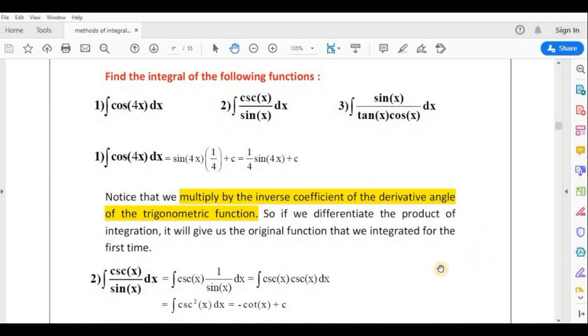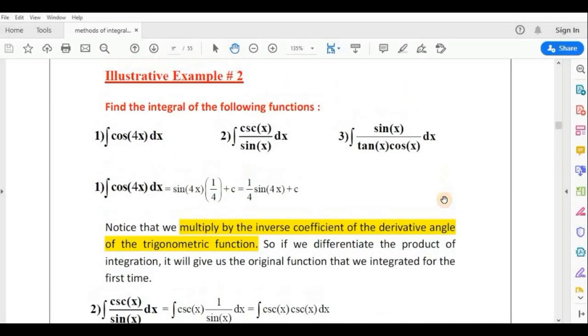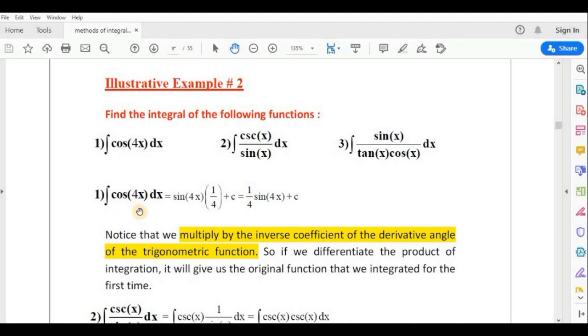Here we have another important note. We multiply by the inverse coefficient of the derivative of the angle of the trigonometric function. Let's see. The integral of cosine of 4x will be sine of 4x, and we will multiply by the inverse coefficient of the derivative of the angle. What is the derivative of this one? It is 4. We will multiply by the inverse coefficient, so it will be 1 divided by 4. So the final result will be 1 divided by 4 sine 4x plus the constant number.